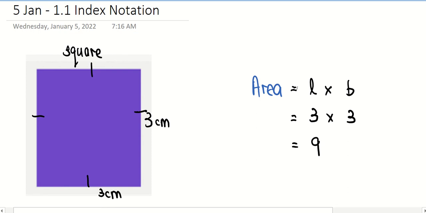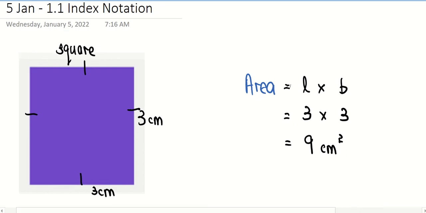Okay, that's the typical way that you all learn. Am I right? Then you put down centimeter square or square centimeter. Am I right? You have learned this since primary school. But today, I'm going to show you, like just now, there is a more convenient way or another way to represent it. That is what we call index notation.